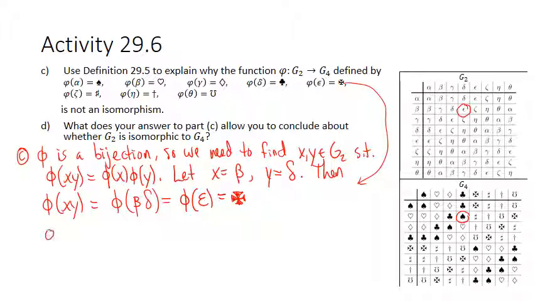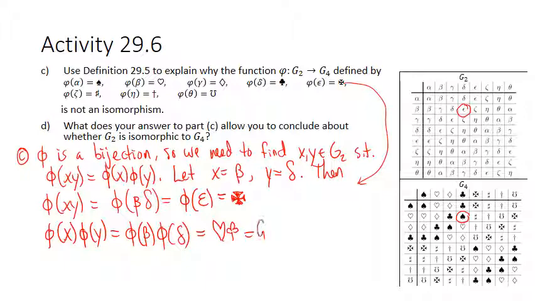And then can we compare that to phi of x times phi of y? That's going to be phi of beta times phi of delta. So what is phi of beta? That's going to be the heart. And then phi of delta is going to be the club. If we do that operation in the table over here, heart times club, we actually get spade. That's the one that I circled there.